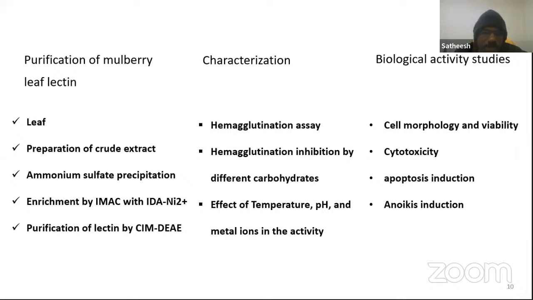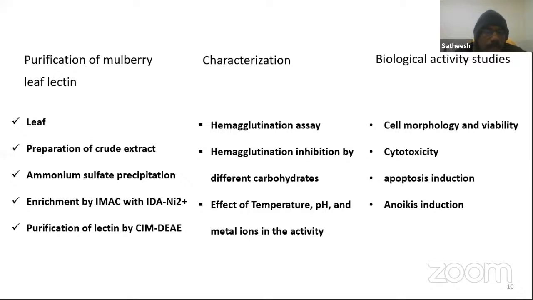That is one of the major assays for the lectin. All the lectins are capable of making blood cells agglutinate, so hemagglutination is one of the major characteristics. Invariably, all lectins show hemagglutination activity. Then there is the inhibition of hemagglutination by different carbohydrates, which will tell you the specific carbohydrate affinity of the lectin.